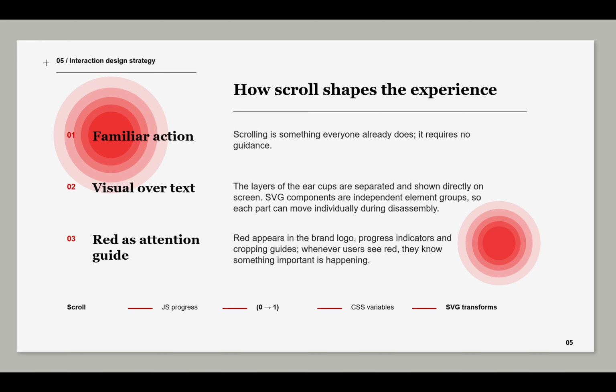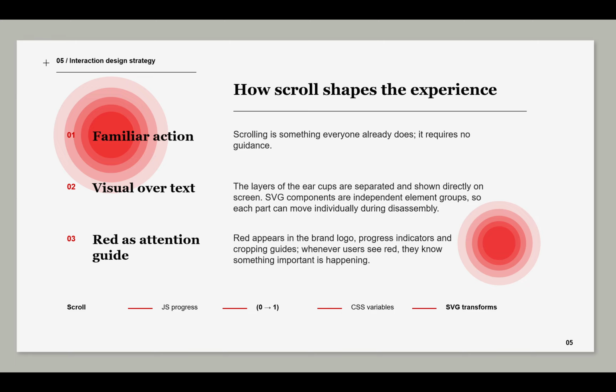There are 3 main design strategies here. The first is to use familiar user actions. Scrolling is something everyone does. It requires no guidelines. The second is to use visual changes instead of text explanations. The layers of the ear cups are separated and shown to the user directly on the screen. The SVG components are written as independent element groups within the HTML, so each part can be moved individually during the disassembly phase.